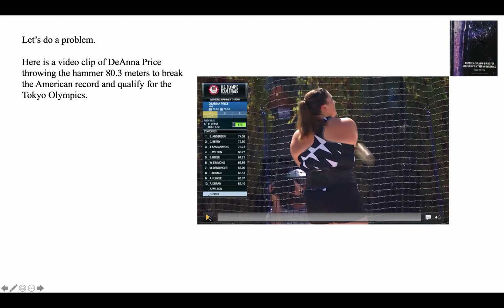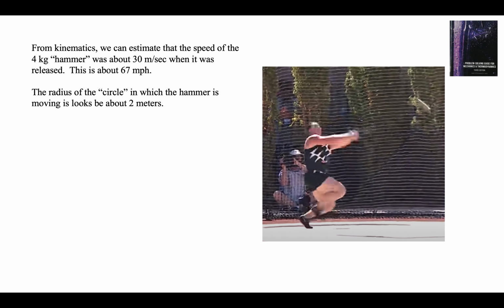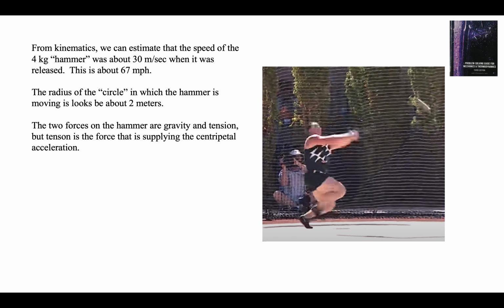Let's try to estimate the tension in that cable just before she released it. So from kinematics, projectile motion, we can estimate that the speed of that hammer was about 30 meters per second when it was released, which is about 67 miles an hour. And we can look at a picture of her and try to estimate the radius of the circle in which the hammer is moving when she releases it. 2 meters is not a bad estimation.